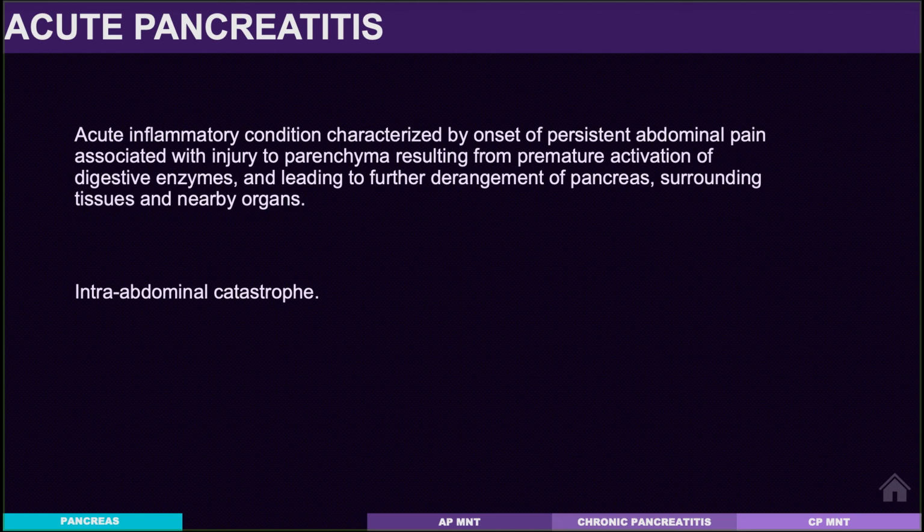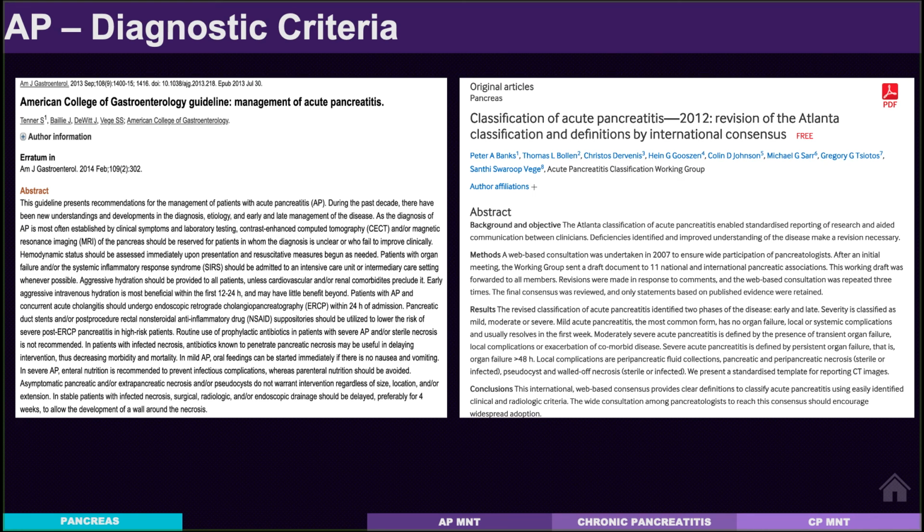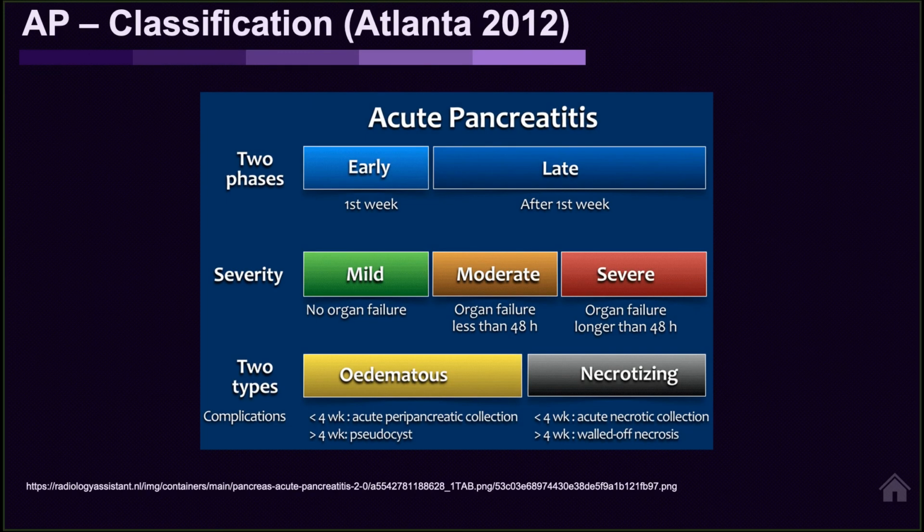This next slide shows the latest classification system, done in Atlanta 2012, and this is how they characterize acute pancreatitis. It has two phases. Early is the first week. Late is after the first week. Severity is mild, which is related to no organ failure, moderate, organ failure less than 48 hours, or severe, organ failure longer than 48 hours. They've also assigned it two types: one is edematous, and the other is necrotizing. Some of the complications they've also assigned here: in less than 4 weeks, acute peripancreatic collection; greater than 4 weeks, pseudocyst; and we also see, greater than 4 weeks, acute necrotic collection and walled-off necrosis.